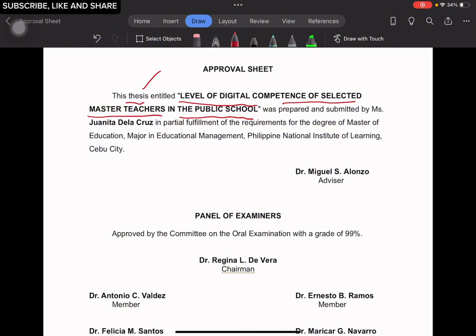So again, this is constant: was prepared and submitted by Miss Juanita de la Cruz. This is again constant: in partial fulfillment of the requirements for the degree. This is one of the variables: Master of Education, major in Educational Management, and then the name of the institution, Philippine National Institute of Learning, Cebu City. So everything is in place.